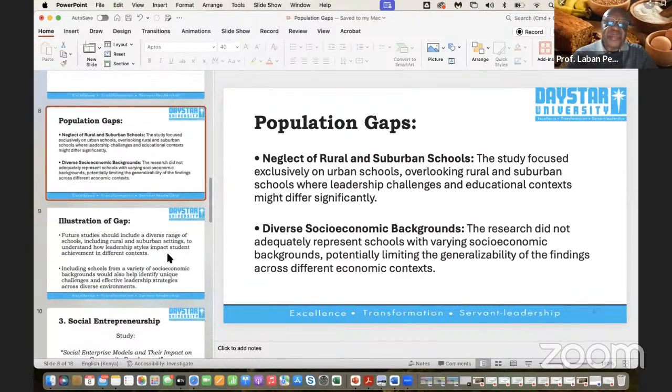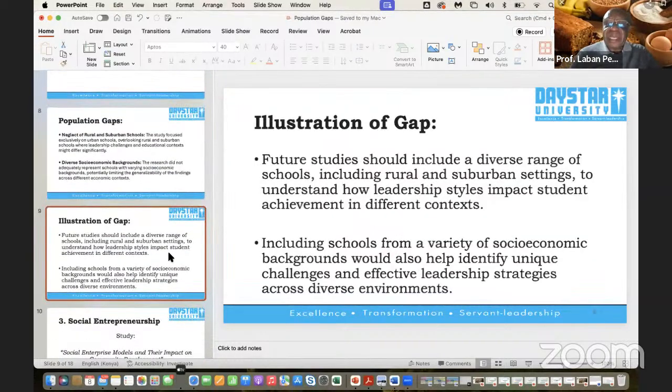And you should be able to illustrate the gap. We are saying future studies. You are now reading this article, and you are saying future studies should include a diverse range of schools, including rural and suburban school settings, to understand how leadership styles impact student achievement in different contexts. Or including schools from a variety of socioeconomic backgrounds would also help identify unique challenges and effective leadership strategies across diverse environments. I want all of you to note why this is a population gap.